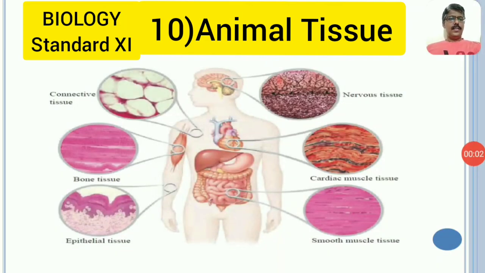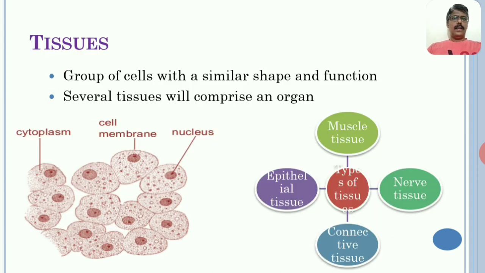Hello dear students. Today we are going to discuss briefly a topic from our 11th standard biology syllabus: animal tissue. A tissue is a group of cells with a similar shape and function. Several tissues will comprise an organ.